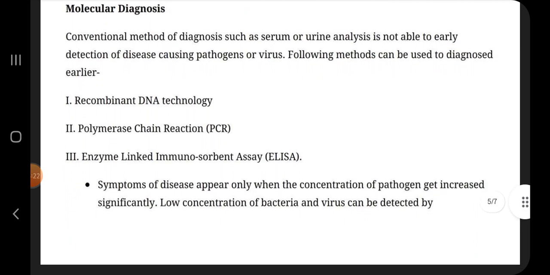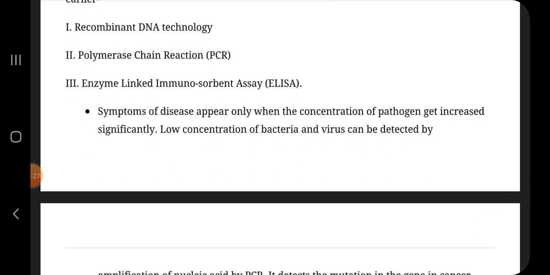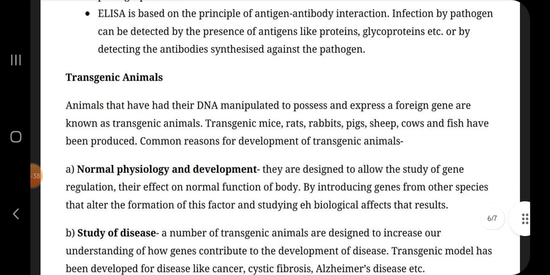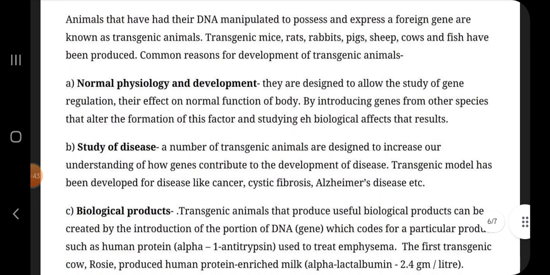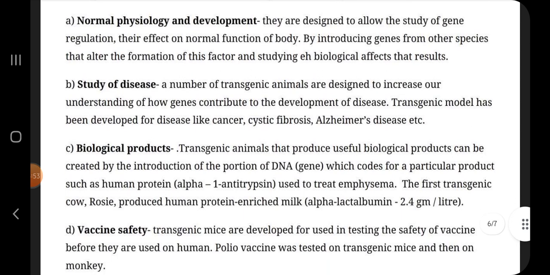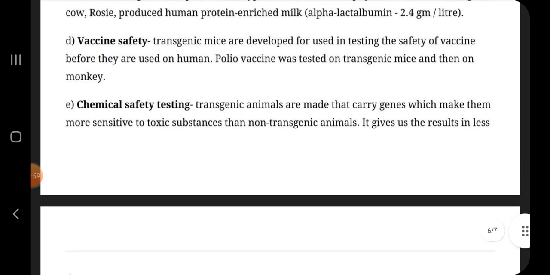Then molecular diagnosis: PCR, ELISA, and ELISA is the enzyme-linked immunosorbent assay. Symptoms of disease appear only when the concentration of pathogen has increased significantly. ELISA is based on the principle of antigen-antibody interaction. Animals that have their DNA manipulated to possess and express a foreign gene are known as transgenic animals. Common reasons for development of transgenic animals: normal physiology and development, study of disease, biological products, vaccine safety, chemical safety testing.